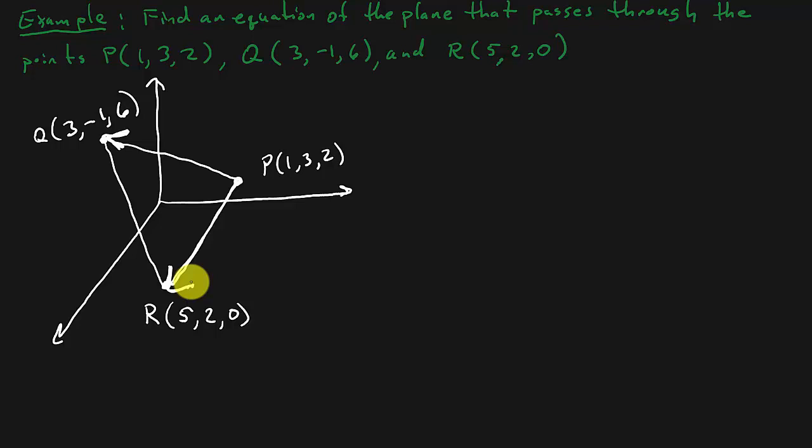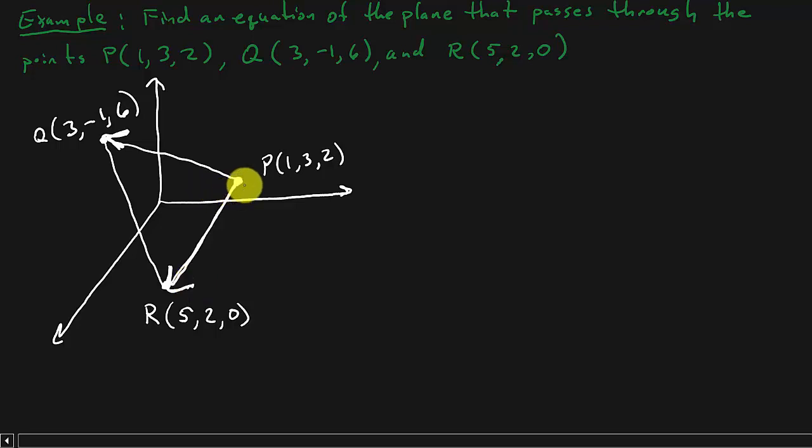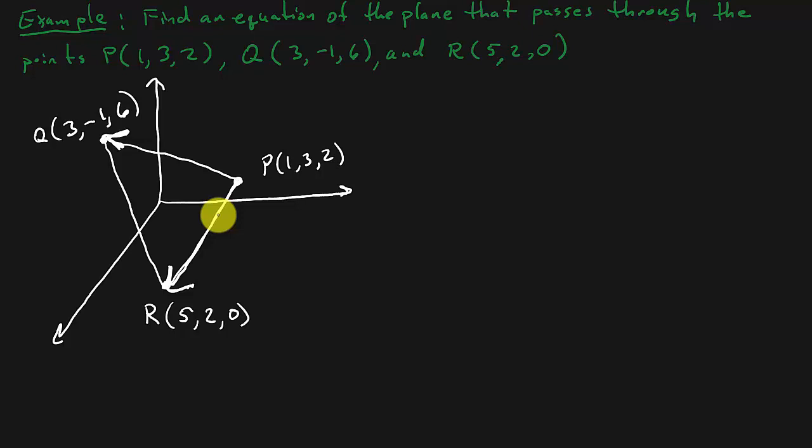Or lie on the plane. Oh, that's right. If I take the cross product of these two vectors, that gives me a vector that's perpendicular to both of those. So that means it would be perpendicular to that plane. Well, there we go.